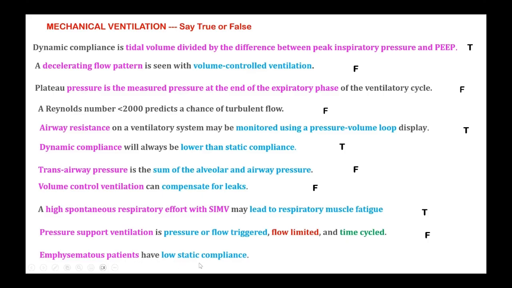Emphysematous patients have low static compliance. It is high static compliance. False. So it is false. High static compliance. Very good.